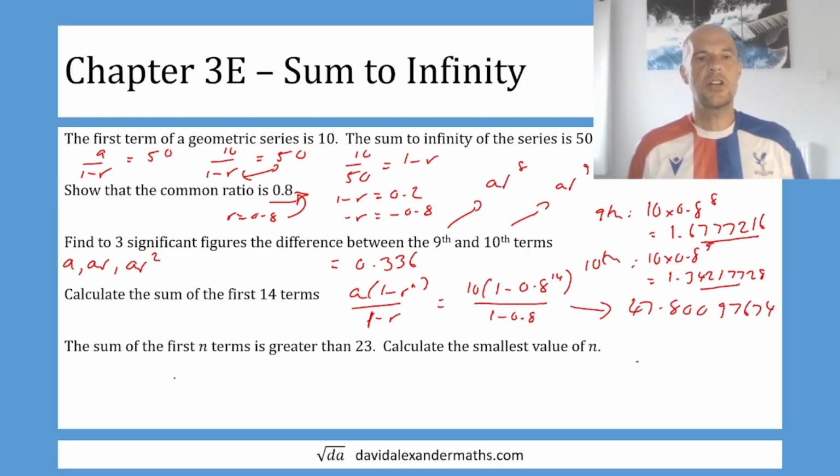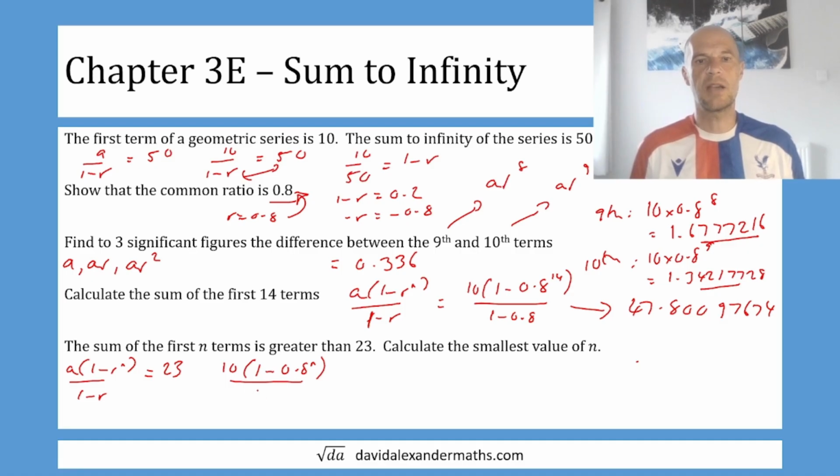Okay, for the final part of the question, I know the formula for the sum of the first n terms. That's a lots of 1 minus r to the n over 1 minus r. But rather than making it greater than 23, I'm going to make it equal 23. So I just need to substitute in my values. So 10 lots of 1 minus the common ratio, which is 0.8 to the power of n, n is what we're trying to work out, over 1 take away 0.8, which is 0.2, equals 23.